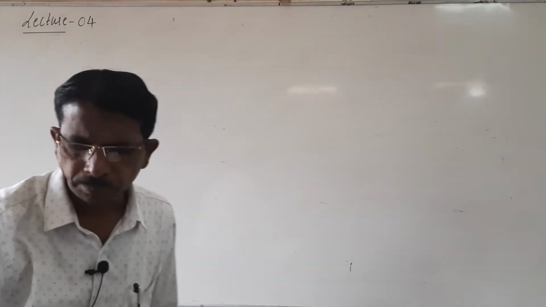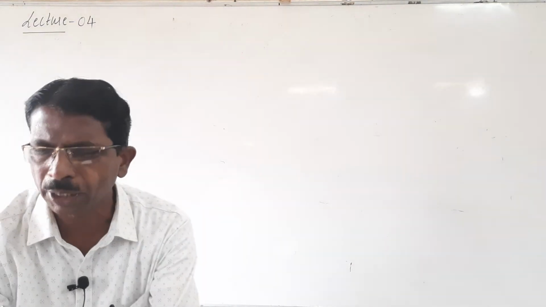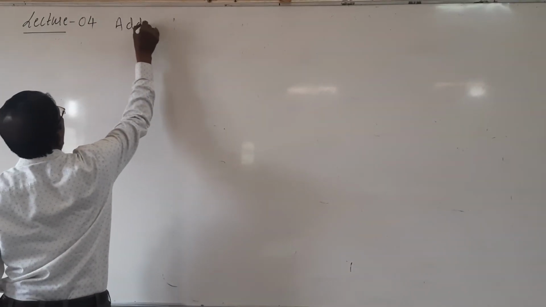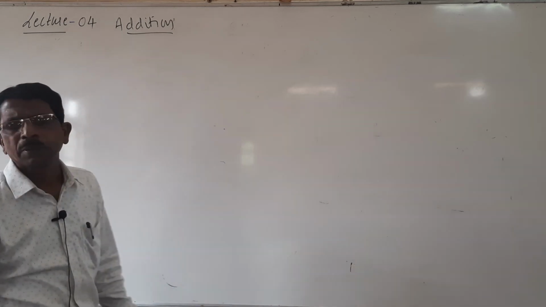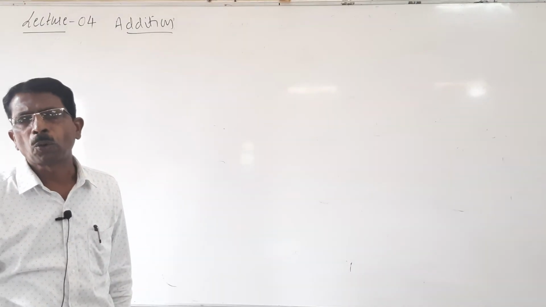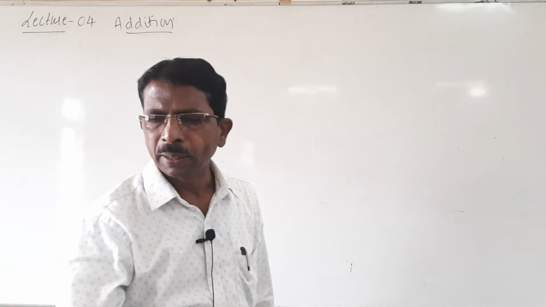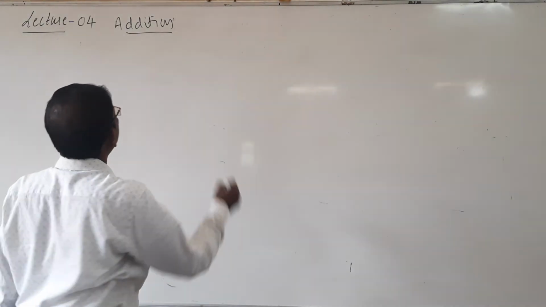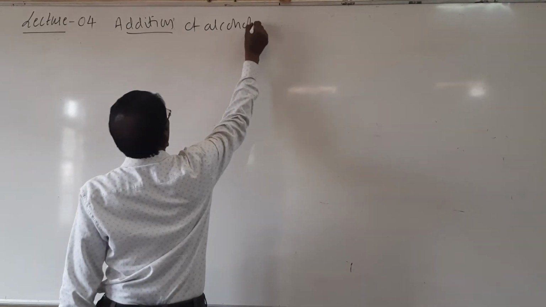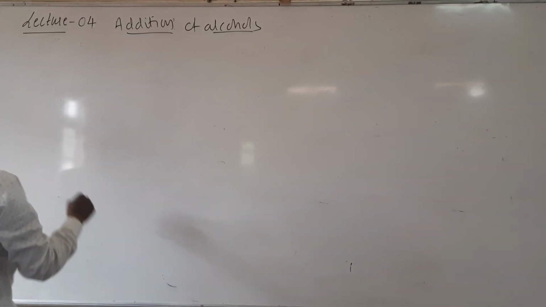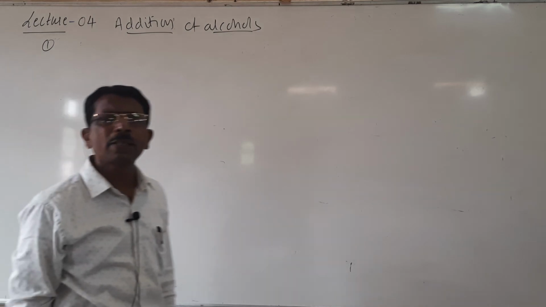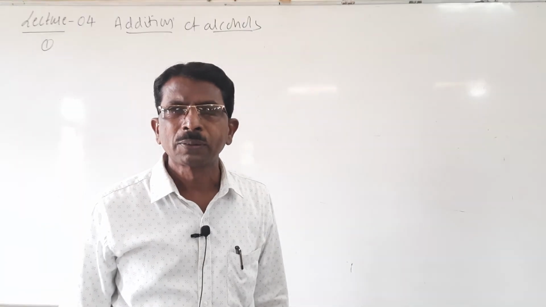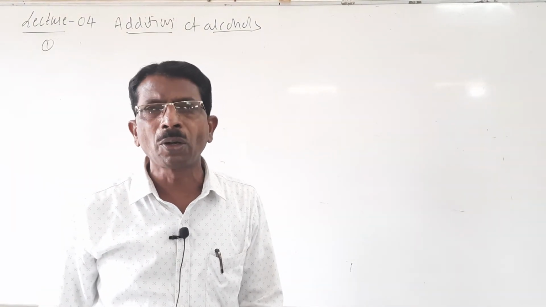Look here, addition of Grignard's reagent. After this, let us see the addition reaction of alcohols. So what happens when these are treated with alcohols? Remember students, addition of alcohols, as I explained here. Number one, when aldehydes are treated with alcohols, first it forms a hemiacetal, and again it further reacts with another molecule of alcohol, forming acetals.